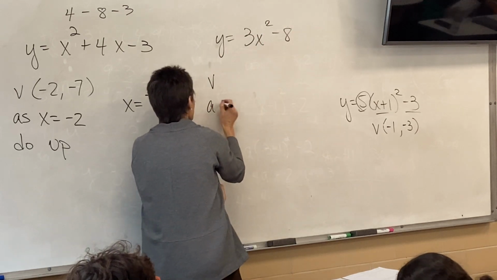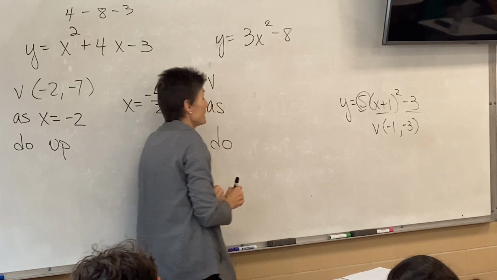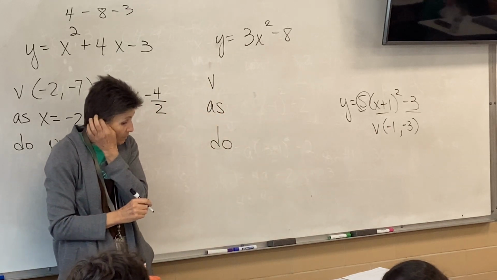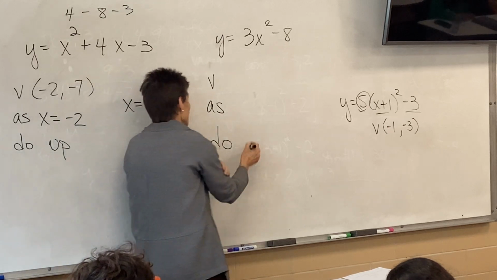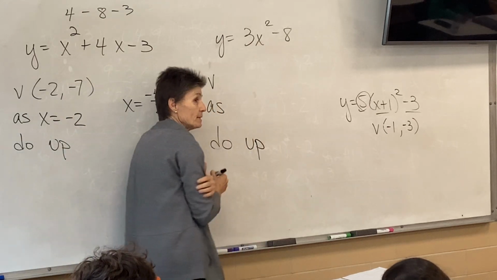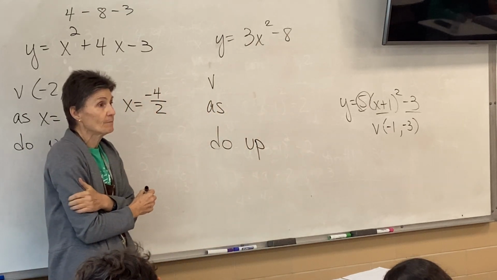So vertex, axis of symmetry, direction of opening, here we go. Tell me what you know about this. Up, absolutely, because it's got a 3 there, and that 3 is positive.